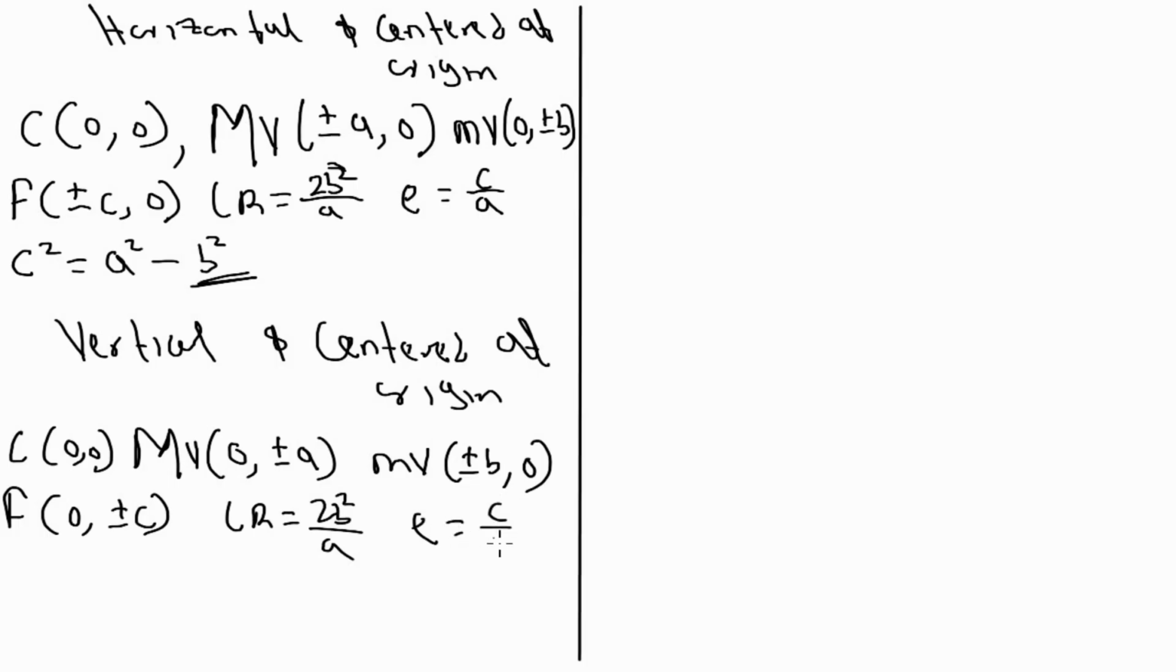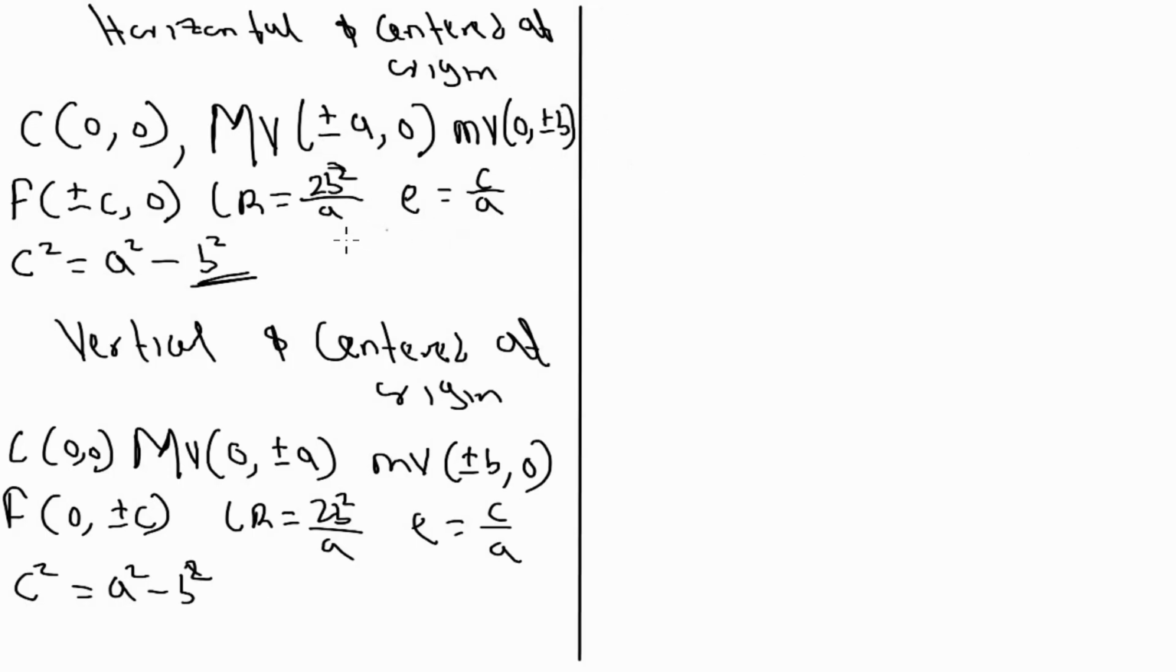Latus rectum remains the same, 2b squared over a. Eccentricity remains the same, c over a. What else? c squared is equal to a squared minus b squared. Perfect. And that's all if the ellipse is centered at origin. Now, not centered at origin.